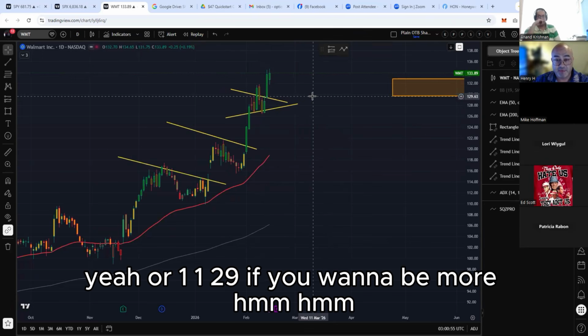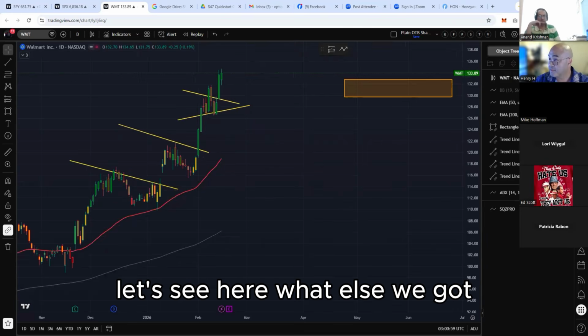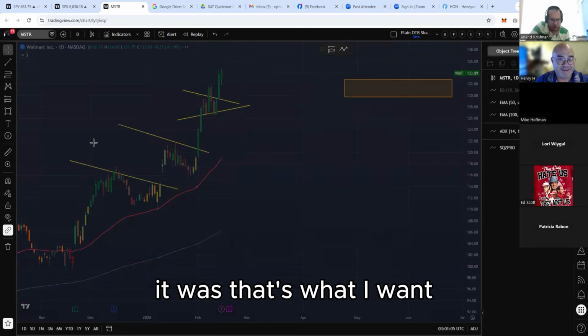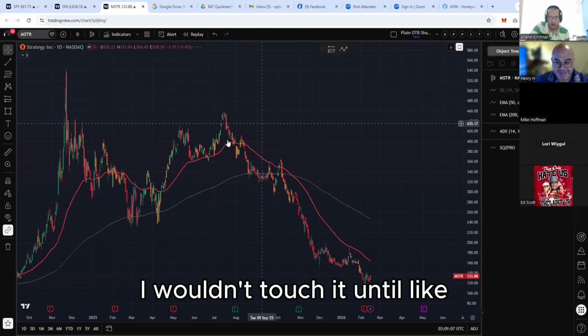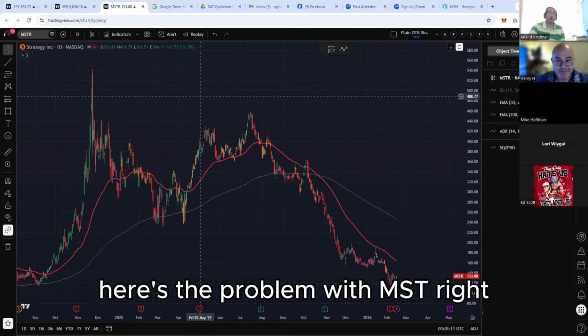Yeah, or 129 if you want to be more conservative. Let's see here, what else we got? We have MSTR. Who said MSTR? I think it was a request here. I wouldn't touch it until maybe in like two years. Here's the problem with Bitcoin.